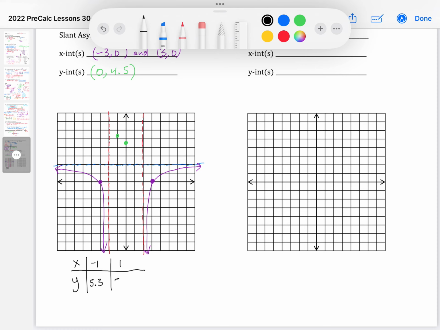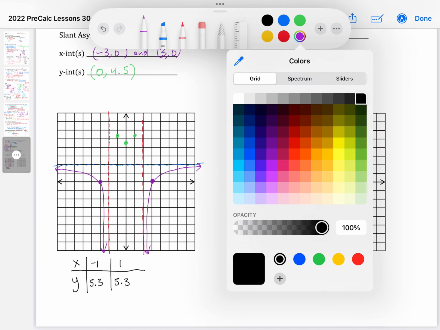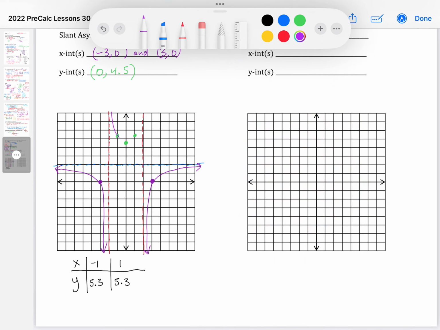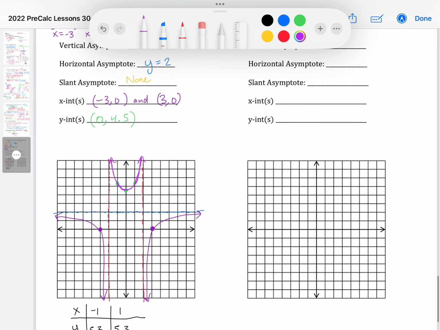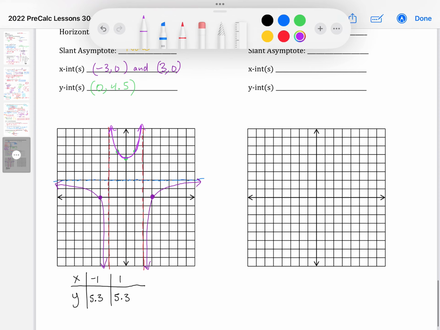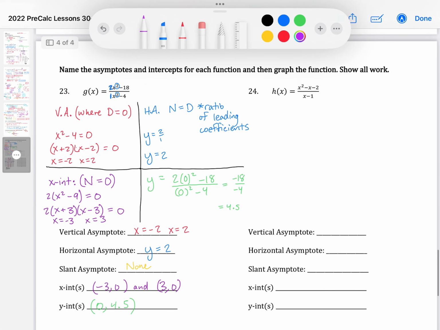If I plug positive 1 in, you'll also get 5.3 when you do that math, which tells me it goes up on this side. So in the middle here, you end up with this kind of parabola looking thing going on. So it's really the middle where something unexpected can happen. The far left and far right branches should just be approaching your vertical asymptotes and your horizontal asymptotes. All right, so this here is our final graph.